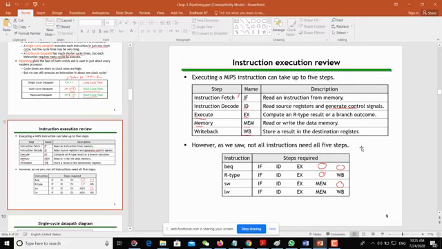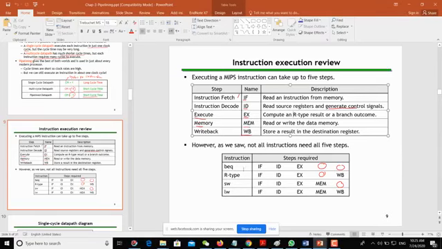However, as we saw, not all instructions need all 5 steps. All of the 5 steps are not required to perform each instruction. You see, we have the instruction BEQ, and the R-type instruction. BEQ is also an instruction, SW is an instruction, and LW; these are instruction types.